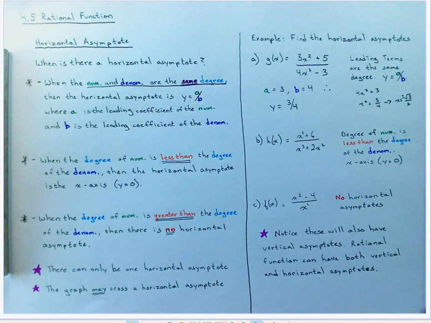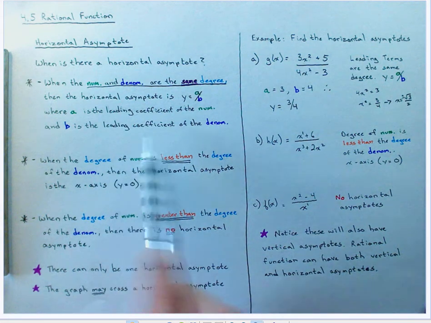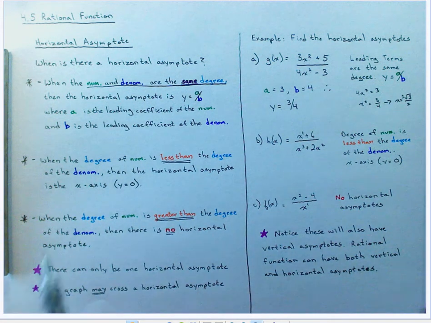Hello everybody. Alright, we're going to talk about horizontal asymptotes in this video. We're still dealing with rational functions. And we've already covered vertical asymptotes, and now we're going to look at the horizontal portion. And the main question is, when is there a horizontal asymptote? We have three scenarios. 1, 2, and 3. And even though there's a lot of writing here, there's not much to it.